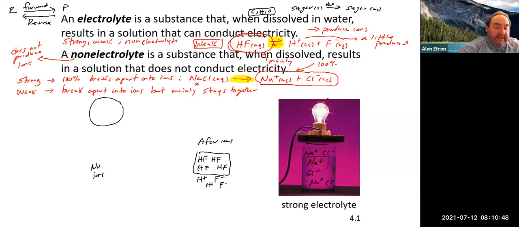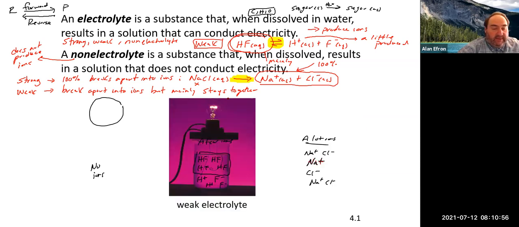They mainly stay together, but they are able to produce a little bit of ions. So that production of a little bit of ions is enough to allow electricity to still be conducted. And again, if you look at the light bulb example here, not as bright, obviously, as our strong electrolytes, but still able to conduct electricity because there are still a few of those ions floating around.